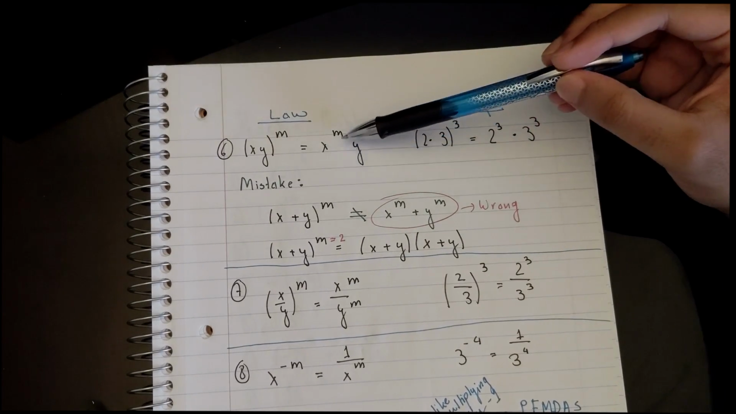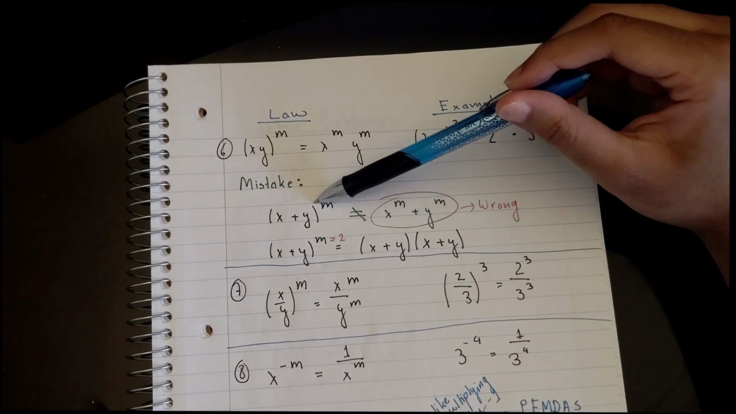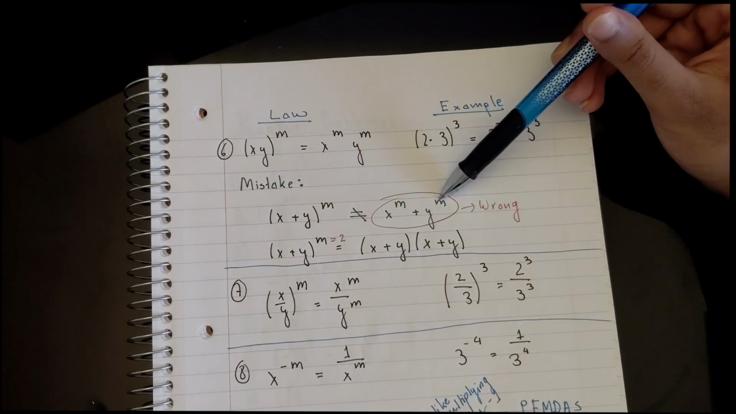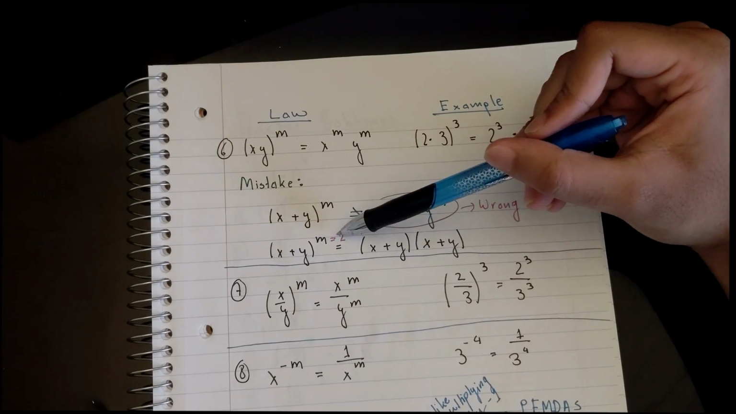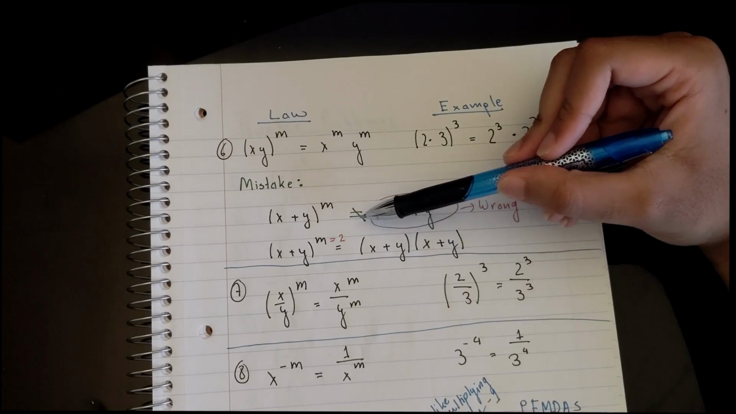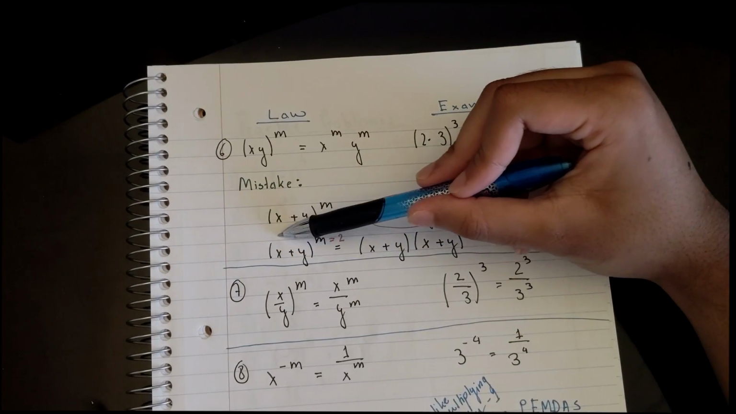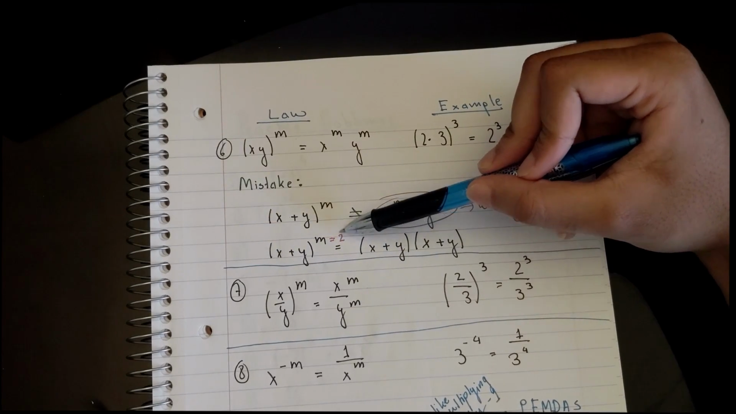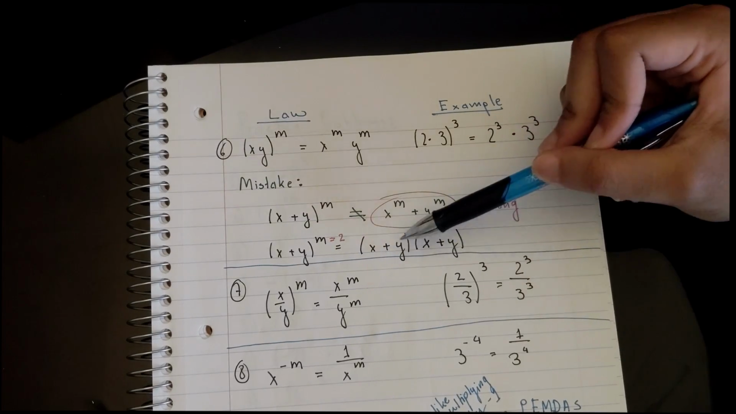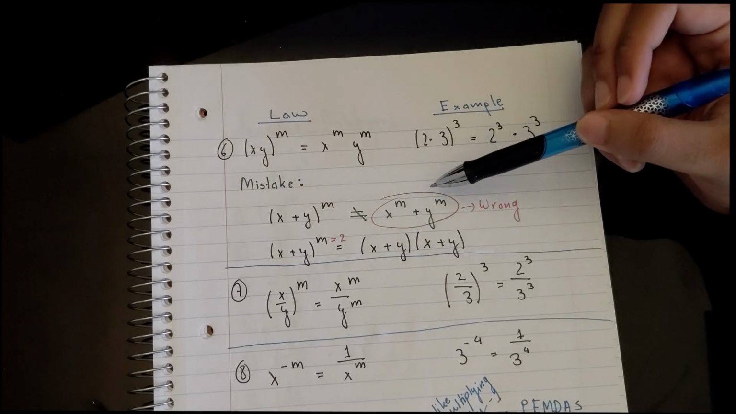And one mistake you don't want to make is, if it's x plus y to the power of m, then you don't want to do x to the power of m plus y to the power of m. For example, if it's x plus y to the power of 2, then you don't want to do x to the power of 2 plus y to the power of 2. What an exponent basically is, is that you're taking this number and multiplying it by itself this many times. So you're taking x plus y and multiplying by itself 2 times. So x plus y times x plus y, right? You can't really do that.